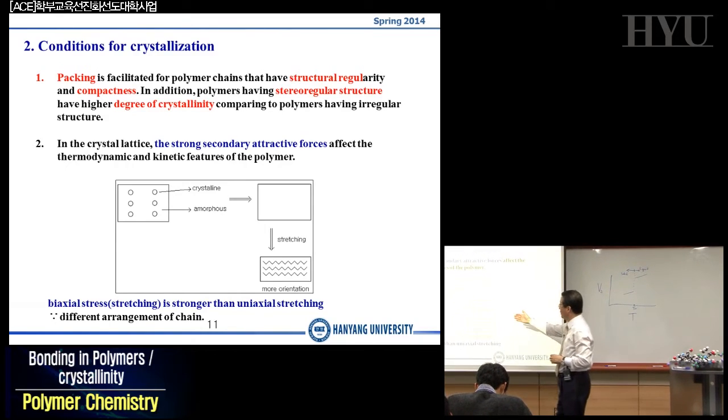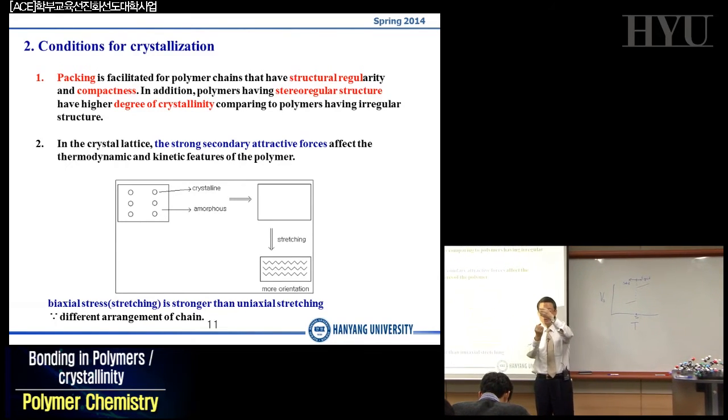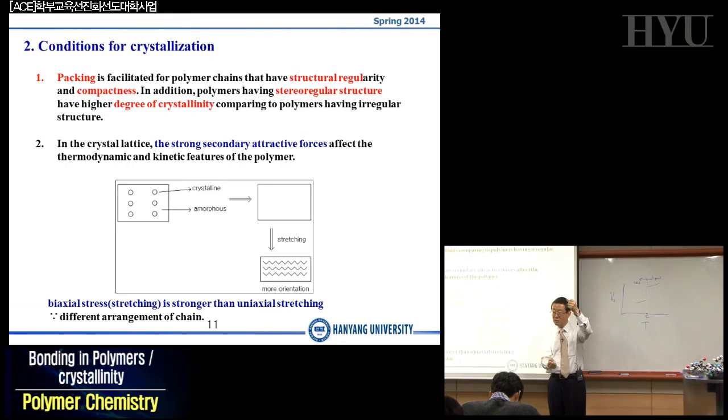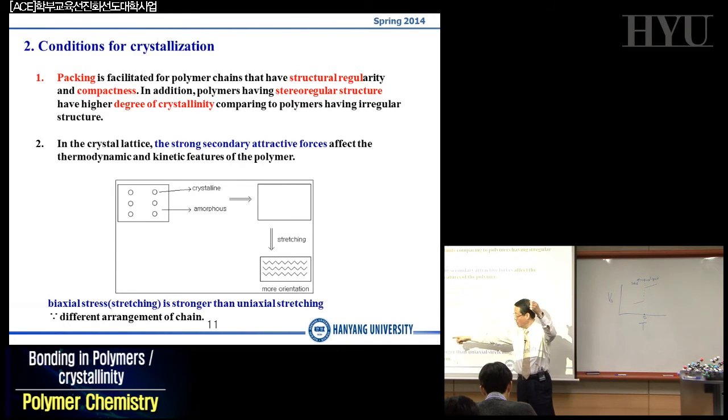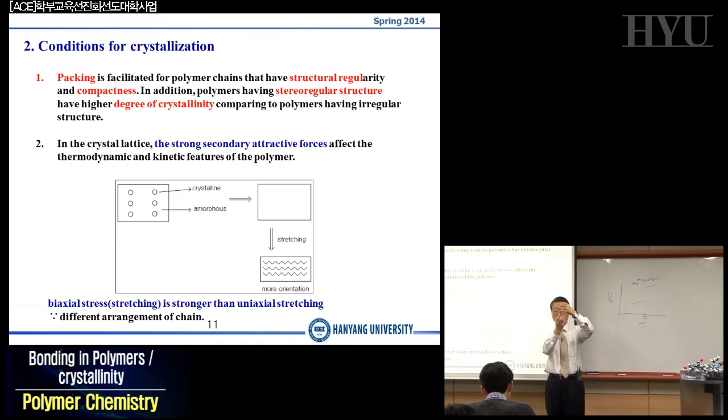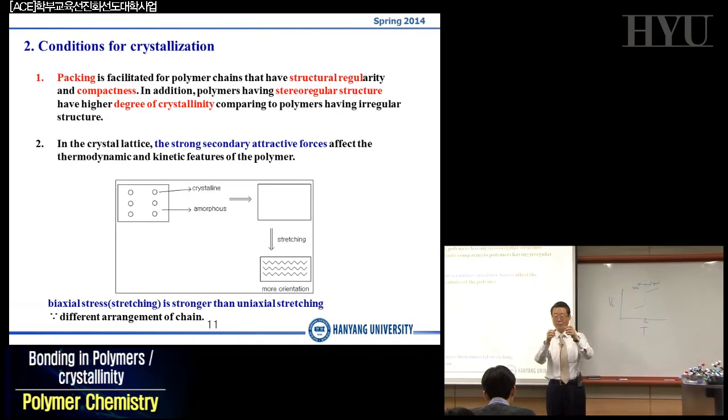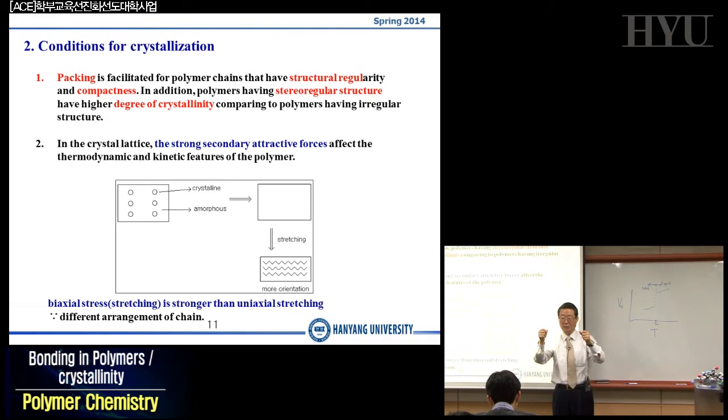Now, in making the stretching, stretching is something like this. This is what we call uniaxial stretching. You stretch in one direction. It's called uniaxial stretching. Biaxial stretching, by the way, is the one where you of course stretch in one direction, and at the same time you stretch in the y-axis as well. It's called biaxial stretching.